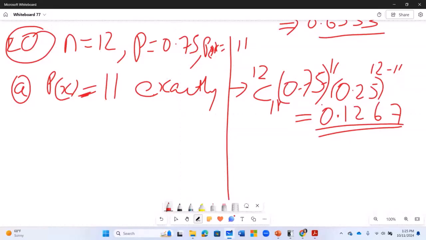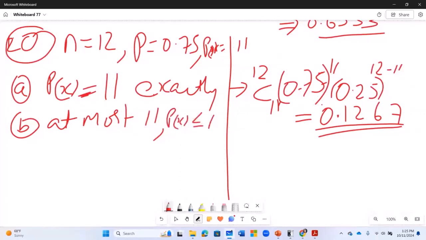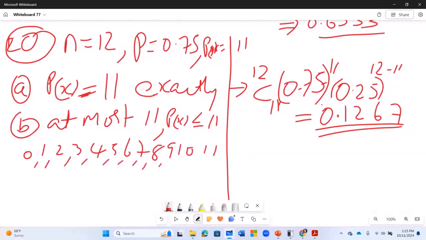Okay, now I'm going to ask another question. What if the question says less than or equal to 11? Let me call this one B, at most 11. At most 11 means the probability of x less than or equal to 11. It means if I list all of them, 0, 1, 2, 3, 4, 5, 6, 7, 8, 9, 10, 11, then it wants me to find P0 plus P1 plus P2 plus P3 until 11.